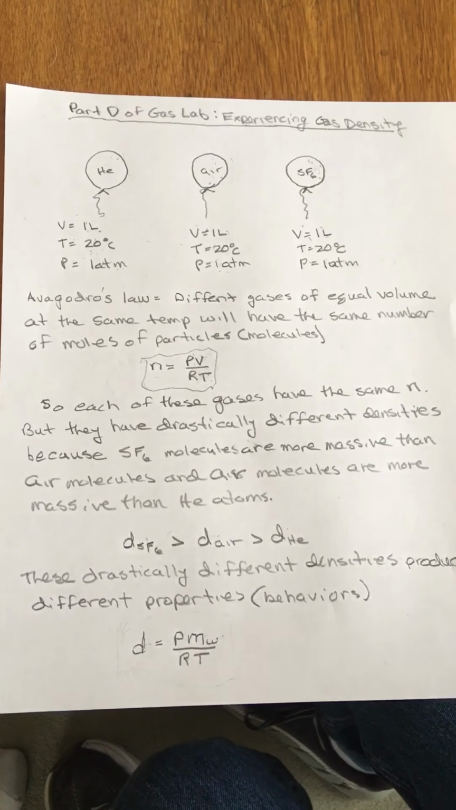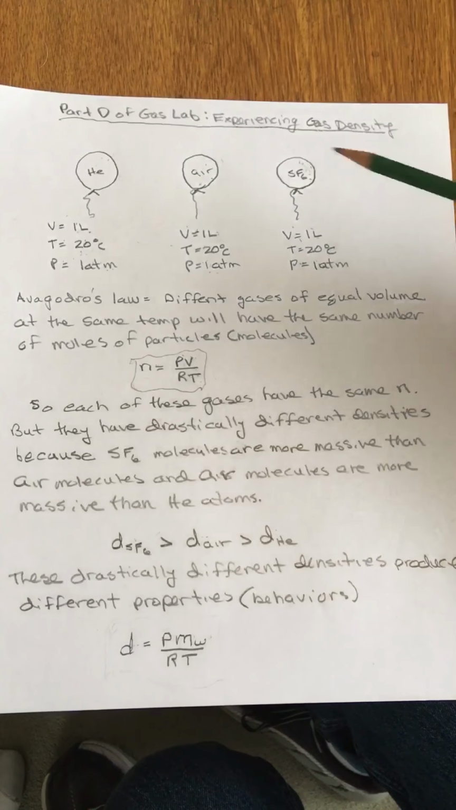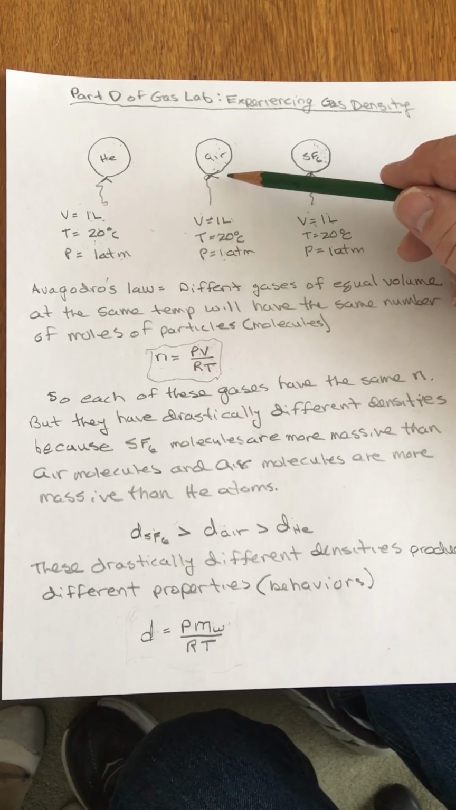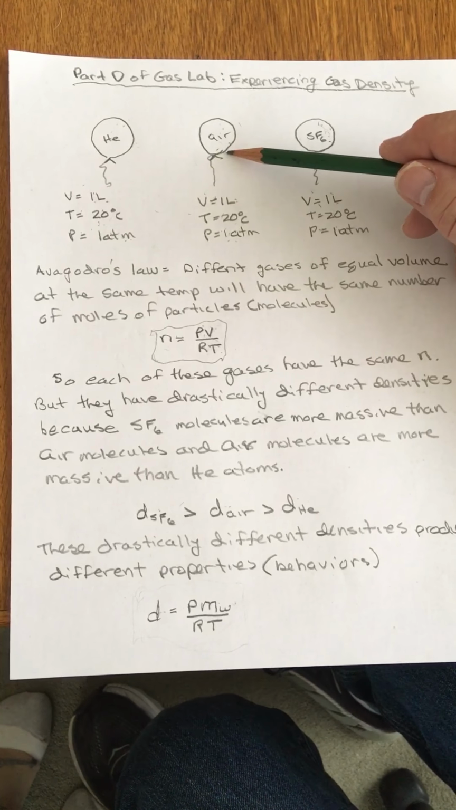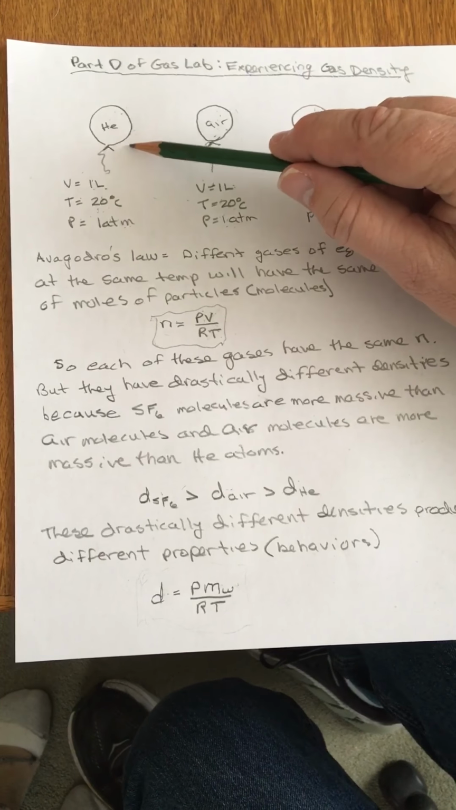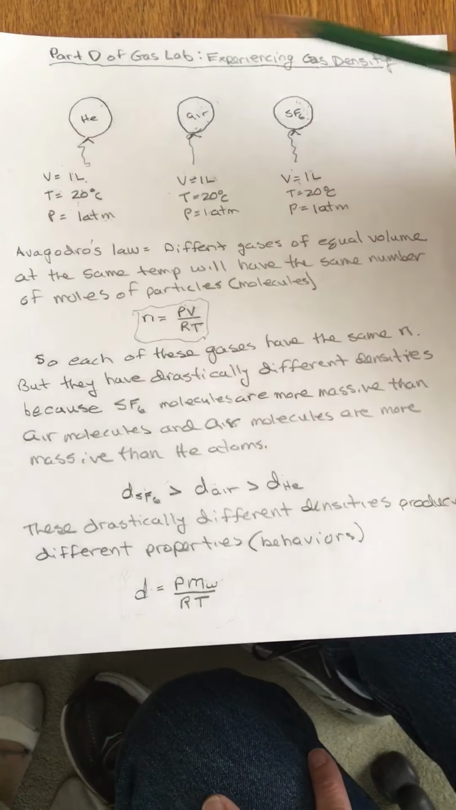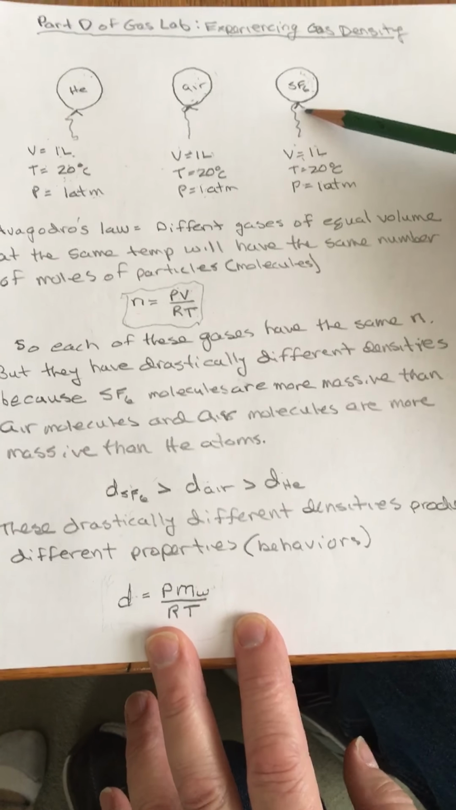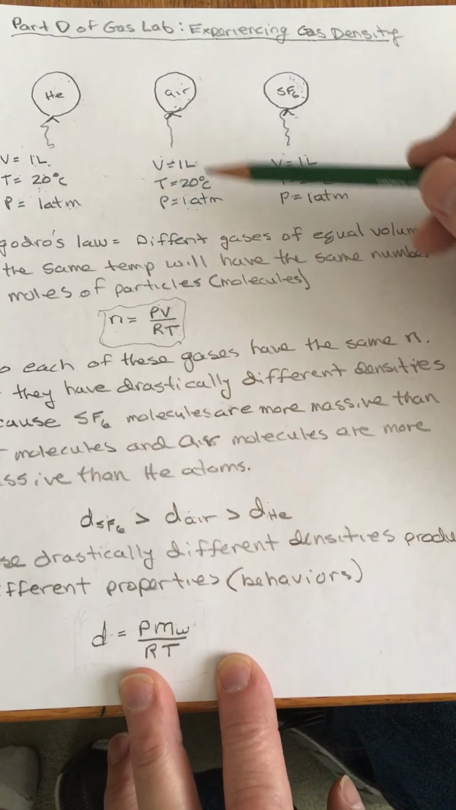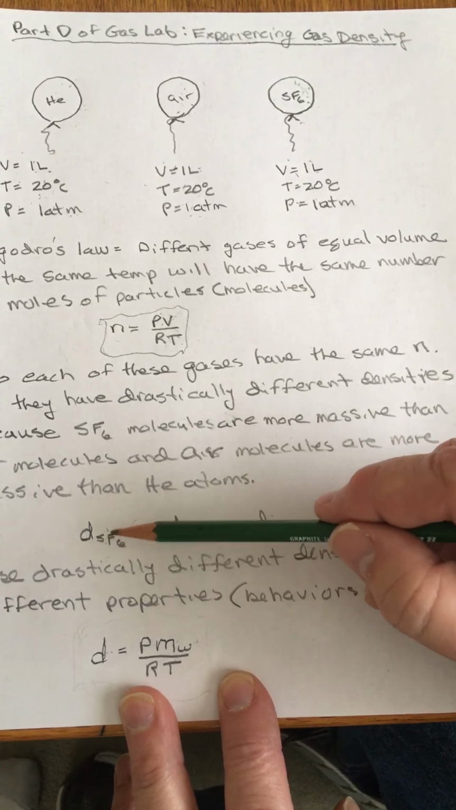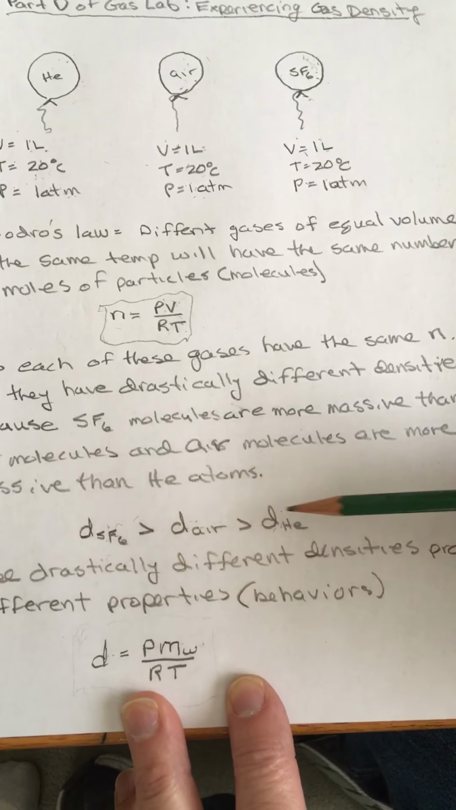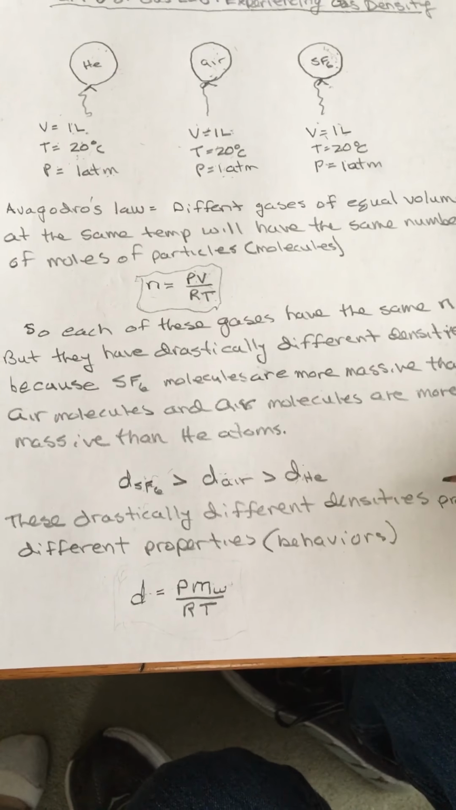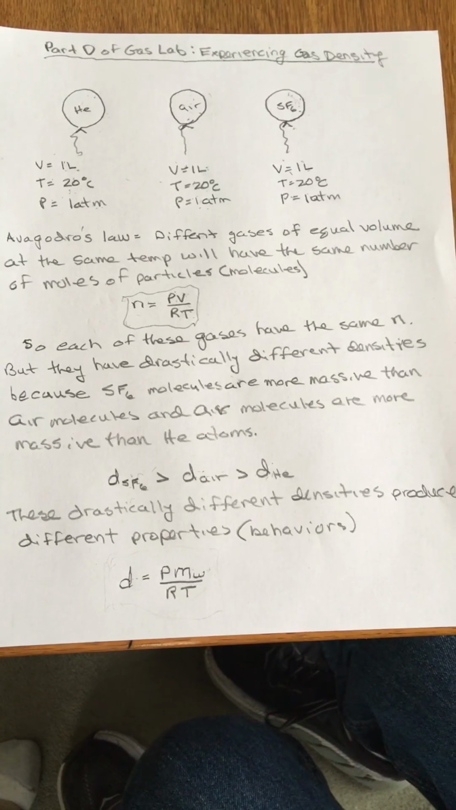And that is because the particles have very different masses. The sulfur hexafluoride molecules are much more massive than air molecules, and air is composed of primarily oxygen and nitrogen. And air molecules, nitrogen and oxygen, are much more massive than helium atoms. So these have very different densities. And it turns out that the density of the sulfur hexafluoride is much greater than air, and the density of air is much greater than helium, simply because their particles are more massive. SF6 is more massive than air, and air's particles are more massive than helium. And these drastically different densities produce really interesting and different properties, different behaviors.